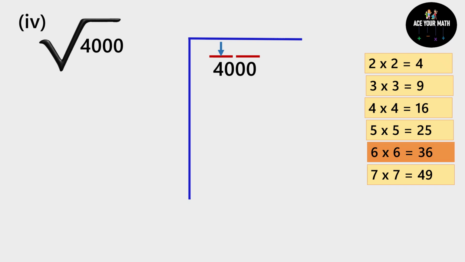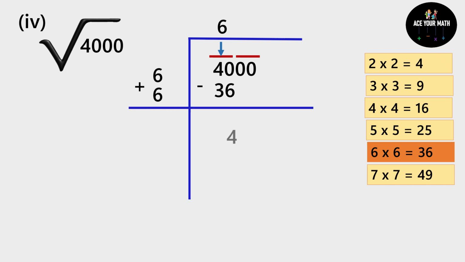So you will write 6 at the top and 6 on the side. 6 sixes are 36. The same 6 you will add on the left hand side. When you do the subtraction, you get 4 as the answer, and complete this addition, that will give you 12. Now consider the second group, which has only zeros. So bring down those zeros. So the new number formed is 400.